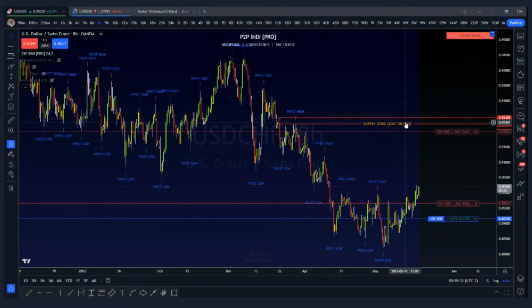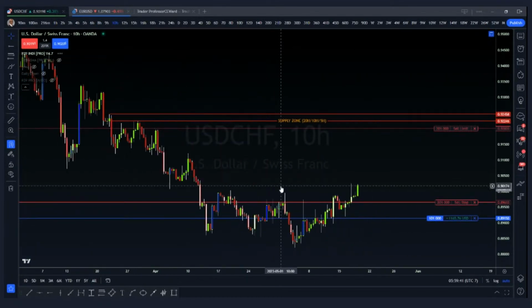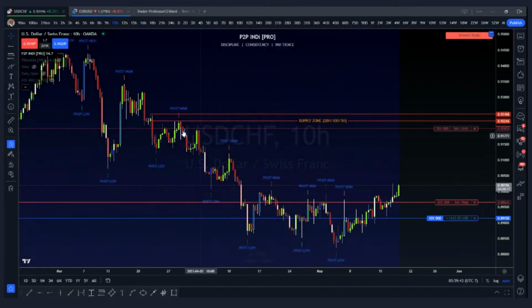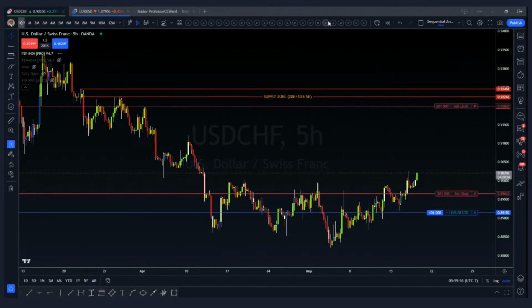But I do see a supply zone on the 20-hour, 10, and the 5-hour that they could be going up to. Here's the 10-hour, what it looks like if it goes that high. Here's the 5-hour. Yeah. All right. So Casey, you might be in luck.